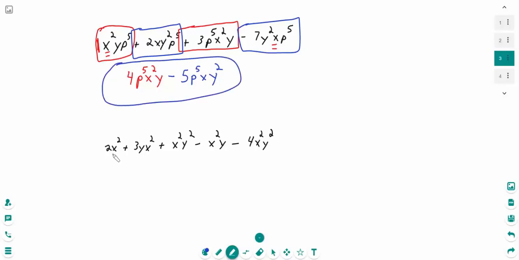There's nothing more that we can do in that problem. They are not like terms, so we can't combine them. All right? Let's try another one.